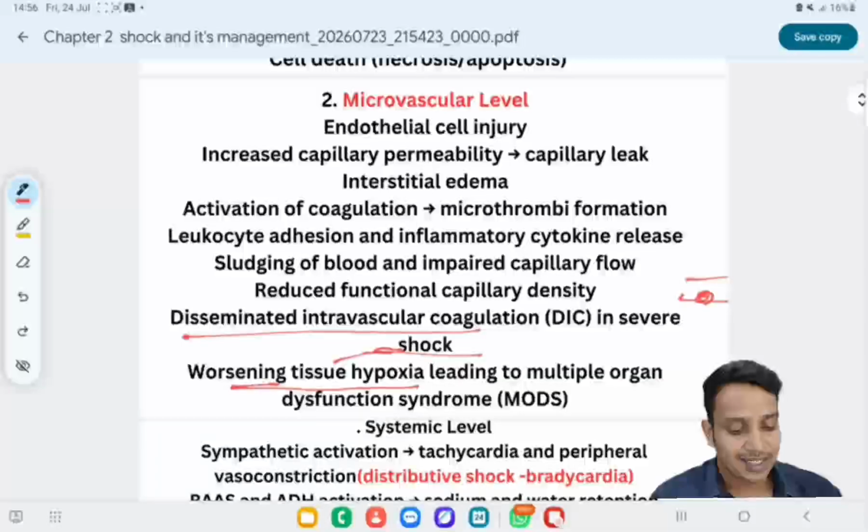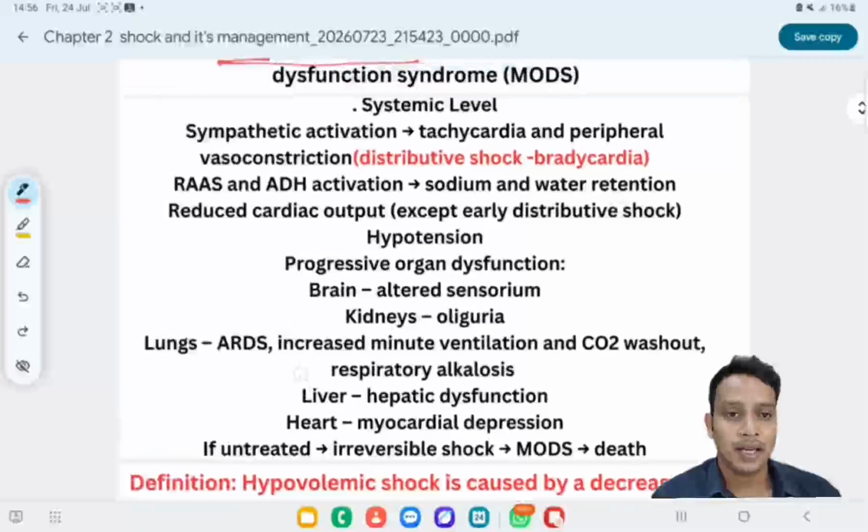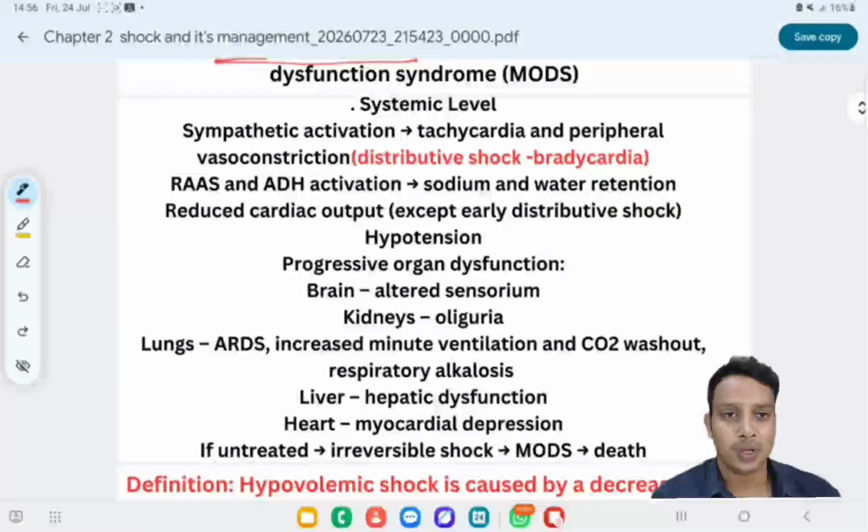So what happens at the systemic level? Remember friend, shock is a state of sympathetic system hyperactivation and leads to tachycardia and severe peripheral vasoconstriction, leading to reduced tissue perfusion. But except in the distributive shock, where we'll be having bradycardia and vasodilation and hypotension. So this we see in the distributive shock. An example of distributive shock is our septic shock.